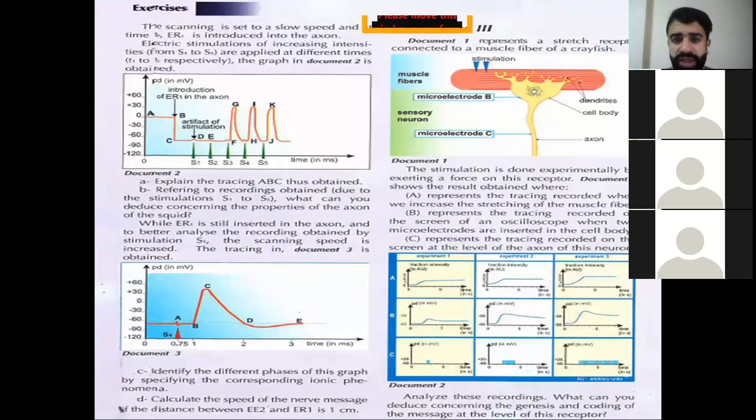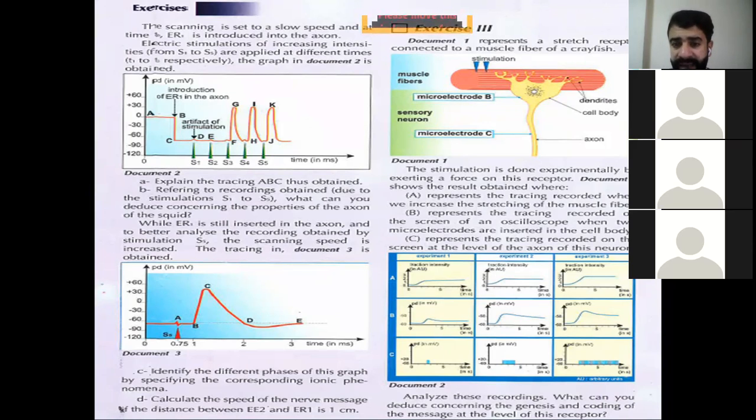Moving now to exercise 3. Pay attention to what will happen here. Exercise 3 is showing document 1 that represents a stretch receptor. This stretch receptor is connected to a muscle fiber of a crayfish. These are presented in document 1, where we have the dendrite, the cell body, the axon, and two microelectrodes, microelectrode B and microelectrode C.